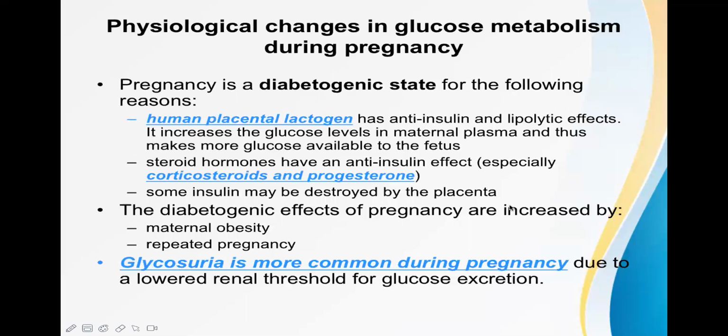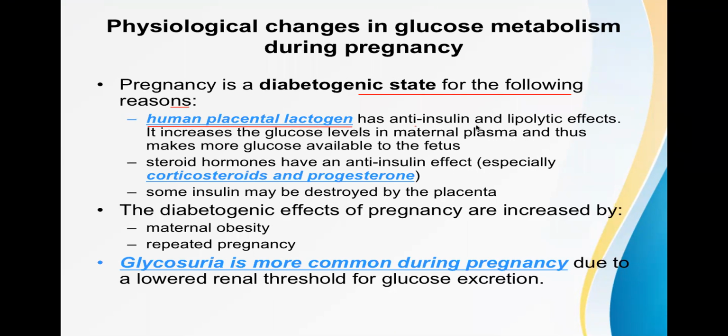Now, see this. What are the physiological changes in glucose metabolism during pregnancy? What is really happening? Why is this called the diabetogenic state? What is the effect of pregnancy over glucose metabolism? See this. Pregnancy is a diabetogenic state for the following reasons. One is human placental lactogen. We have just talked about this.